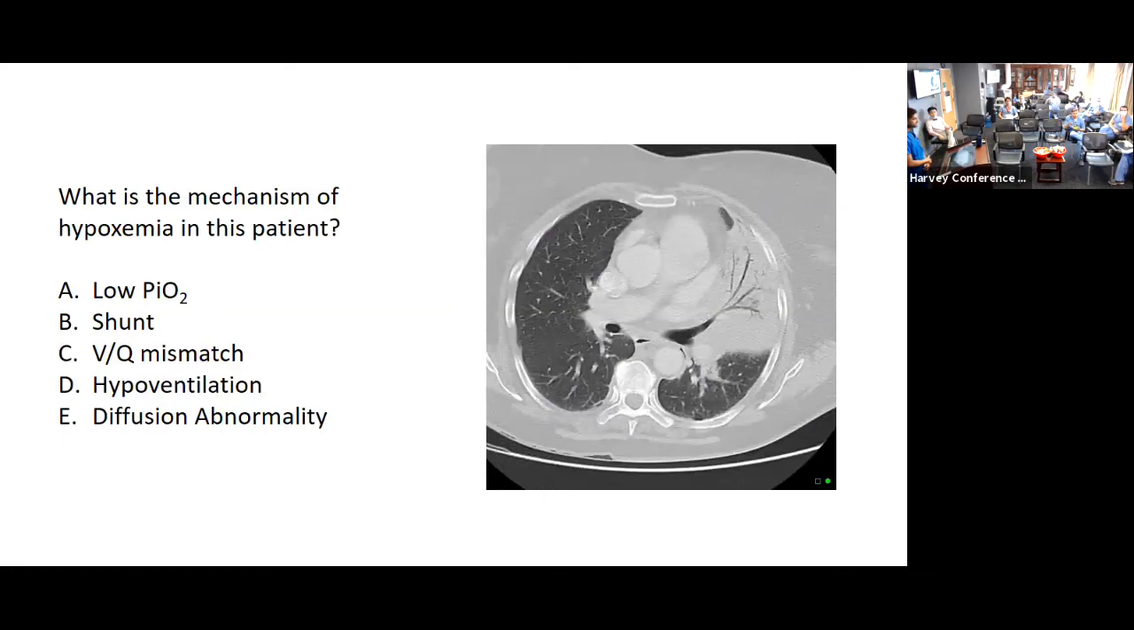How do they get hypoxemic? These are the classic, like, West mechanisms of hypoxemia. So this individual with that CT scan, what would you guess the predominant mechanism of hypoxemia? I can tell you it's not A.